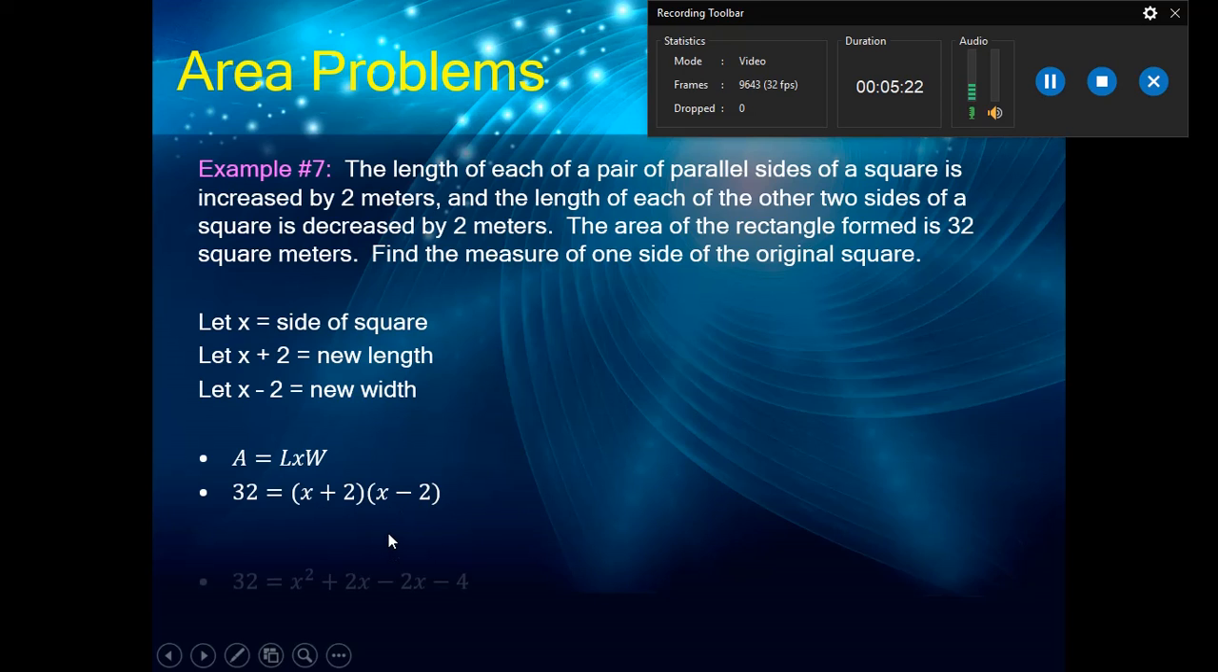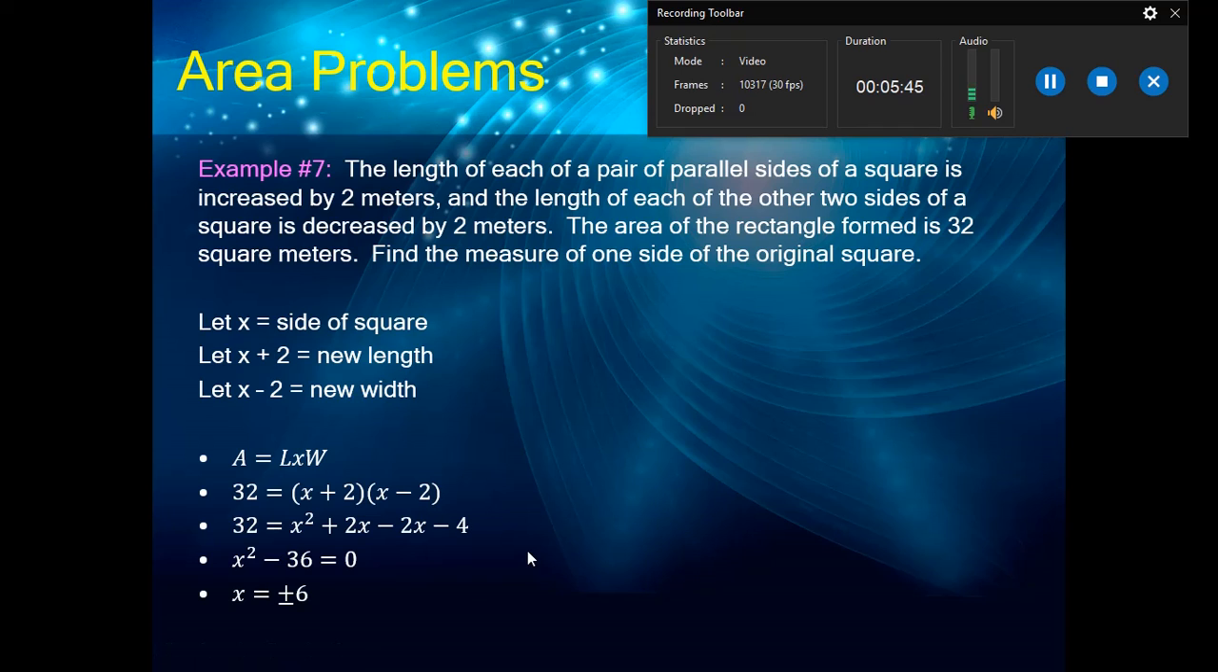I'm going to go ahead and distribute. Positive 2x and negative 2x will cancel out. And then I'm going to move the 32 over to join the constant of negative 4, and I have x squared minus 36 equals 0. This is the difference of perfect squares. So I know that the values of x are both positive and negative 6.